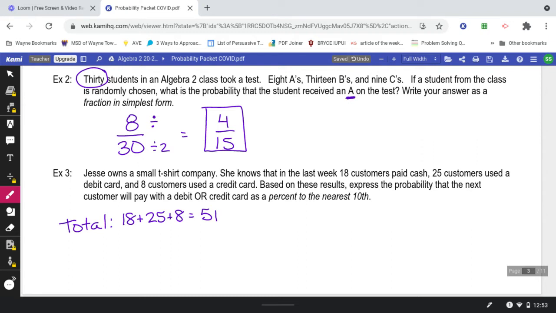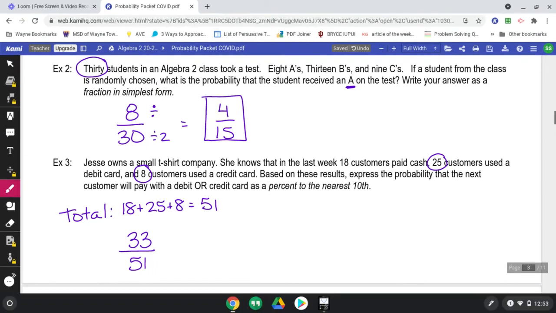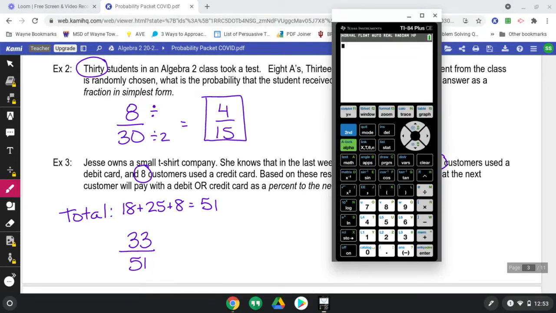We want the probability that the next customer will pay with a debit or a credit. So 25 people were using a debit and 8 using a credit. When I add those two together, I get 33. 33 people out of 51. We'll write our answer as a percent to the nearest tenth. Let's do that in our calculator. 33 divided by 51.